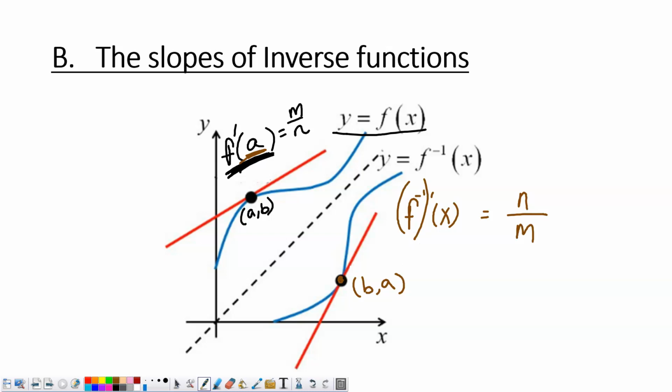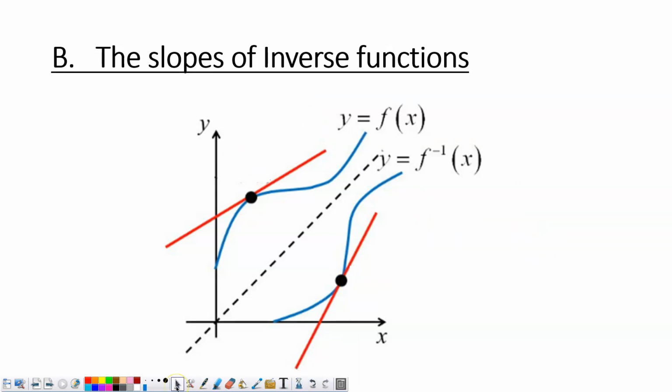So in summary, let's summarize again really quick. Inverse functions work like this. If (a, b) is on the f function, then (b, a) will be on the inverse function. Their slopes are reciprocals of each other, but at different points. So whatever this function's slope is at a, the inverse function will have the reciprocal slope of that at b. Okay, so there's two differences: what x value you're looking at, and also the fact that the slopes are reciprocals. All right, so that is the inverse function rule.